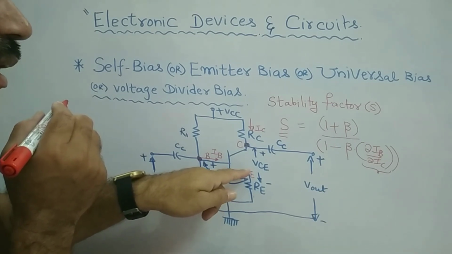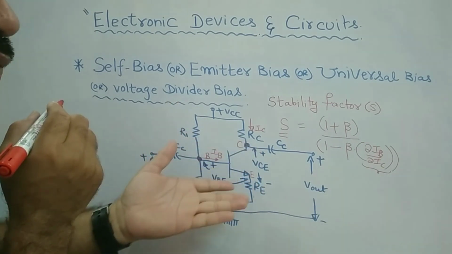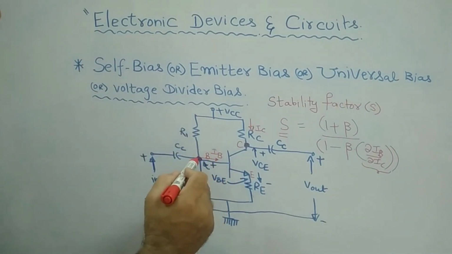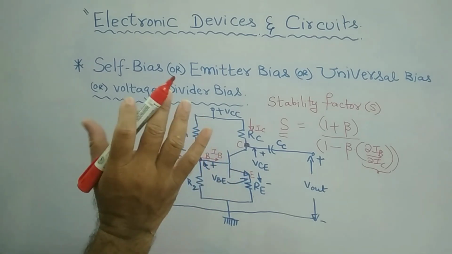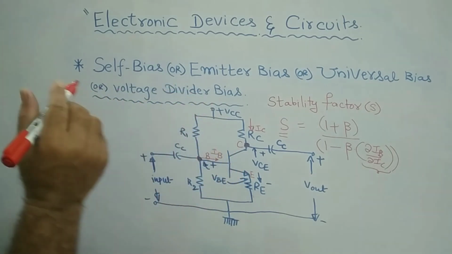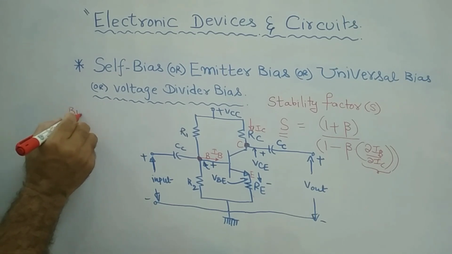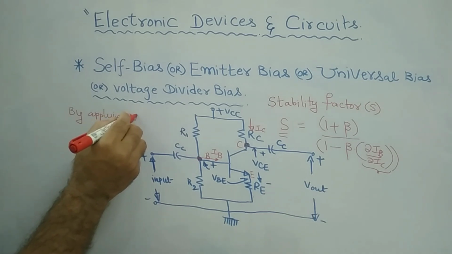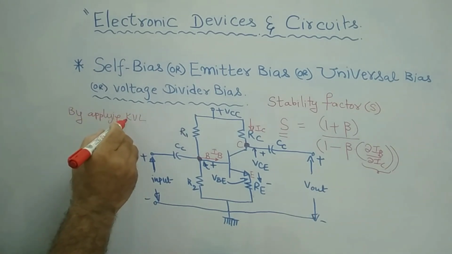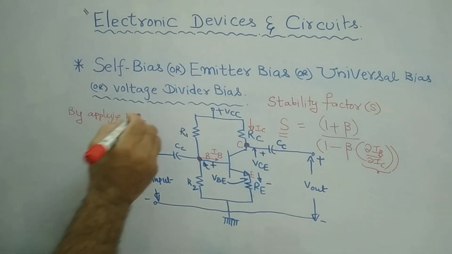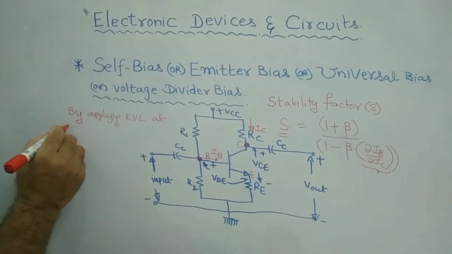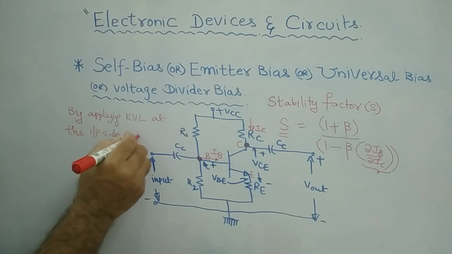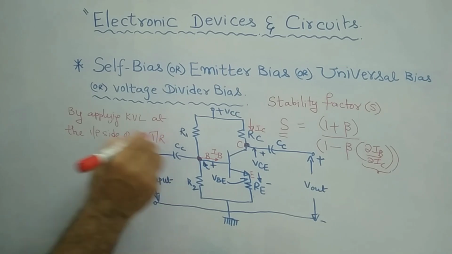IE flows as the emitter current and it is grounded. Therefore, there is no use of this IE, not required. Therefore, where is IB? At the input side. So, now KVL is to be applied. By applying KVL, Kirchhoff voltage law, at the input side of the transistor. Where? At the input side of the transistor. I can write transistor as T by R.